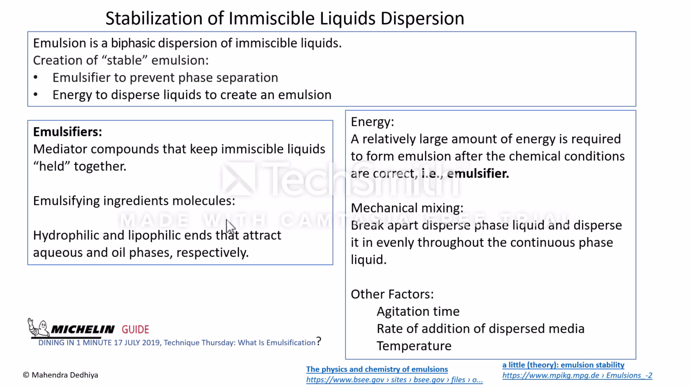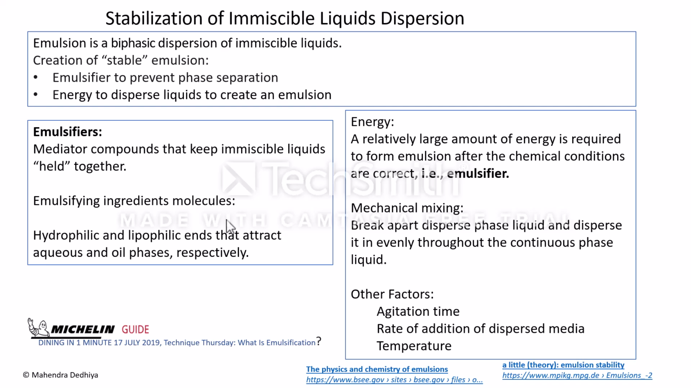Emulsion is a biphasic dispersion of immiscible liquid. To create a stable emulsion, that means the globules do not collapse on each other, emulsifiers are needed. Emulsifiers are chemical substances that prevent separation. But emulsifier alone does not do it. We need to provide energy to disperse liquid to create emulsion. So two things are needed. Let's look at emulsifier. It is a mediator compound that keeps immiscible liquid held together. They do not make a solution. They hold immiscible liquids together.